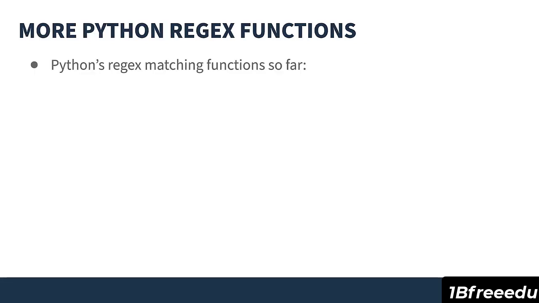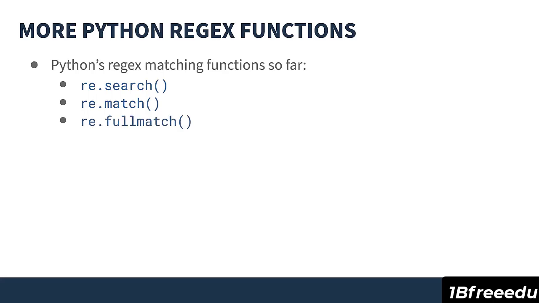Here are the matching functions you've seen so far. re.search looks for a regular expression inside of a string. re.match looks for a regular expression matching at the beginning of a string. fullmatch evaluates whether or not the string fully matches the regex. findall looks for all of the matches for a regular expression inside of the string and returns a list of those matches. And finditer does the same thing, except instead of returning a list, it returns an iterator.